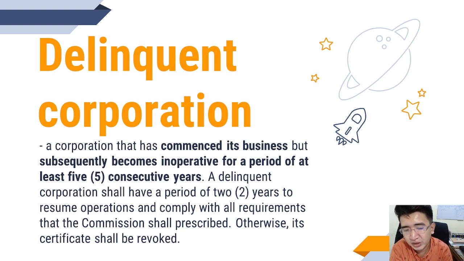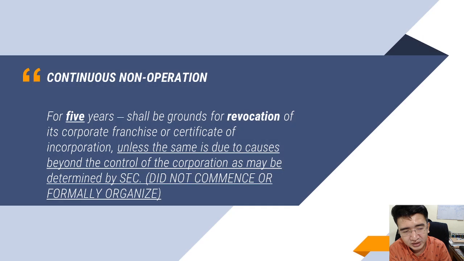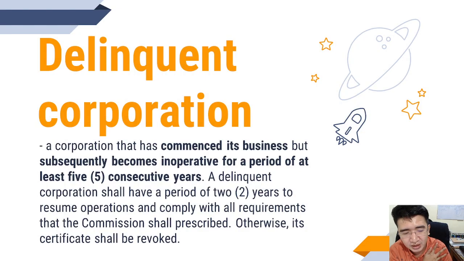When we say delinquent corporation, a corporation has commenced its business. Diba? Unlike dun sa kanina, it did not commence or formally organize for 5 years. Dito naman, it commenced and organized. But it becomes inoperative for a period of at least 5 years. Malay mo, for 3 years nag-operate sila or nag-commence sila. But now, 5 years na silang hindi nag-ooperate. A delinquent corporation shall have a period of 2 years to resume operations and comply with all the requirements that the Commission shall prescribe. Otherwise, its certificate shall be revoked. Okay? Yun lang naman yun.